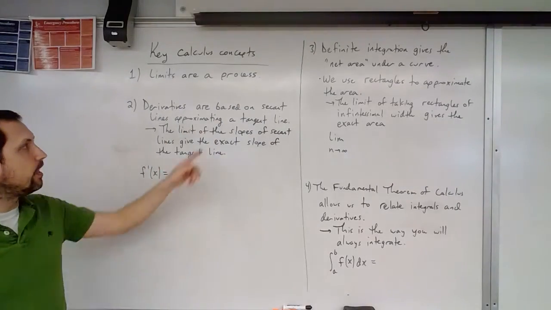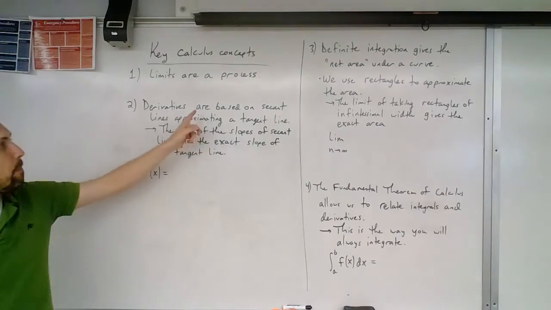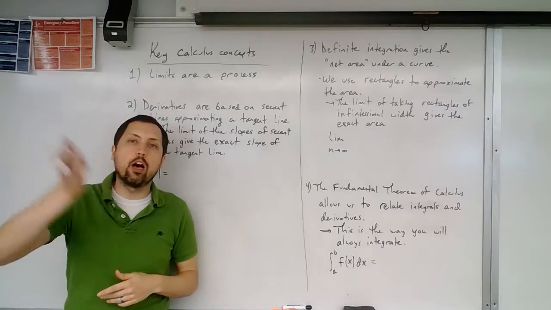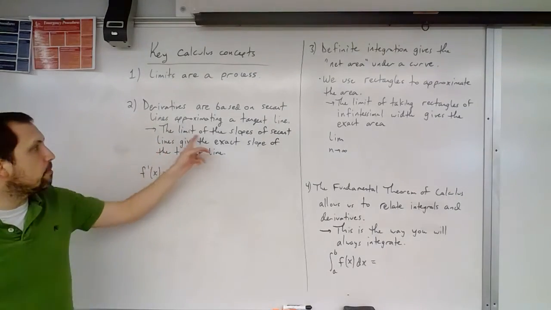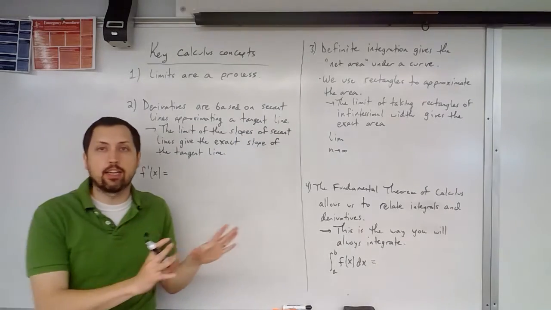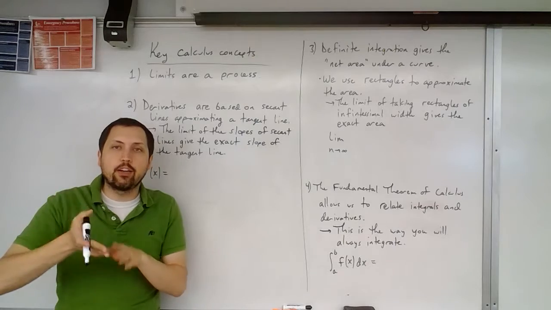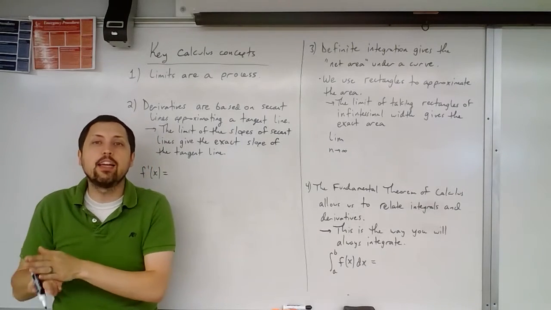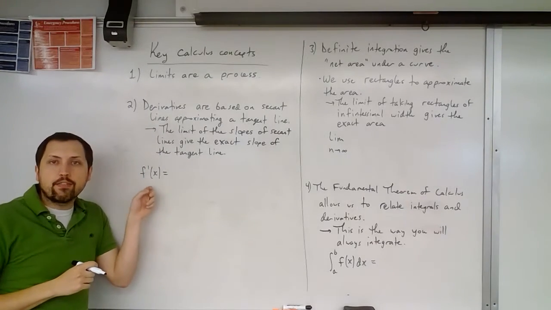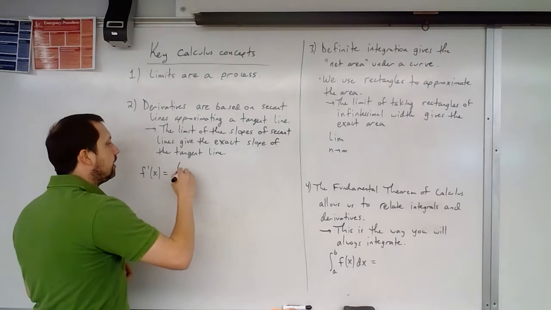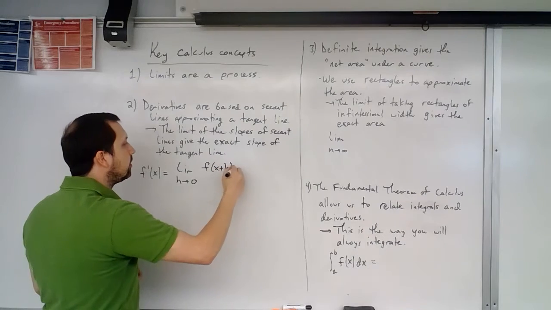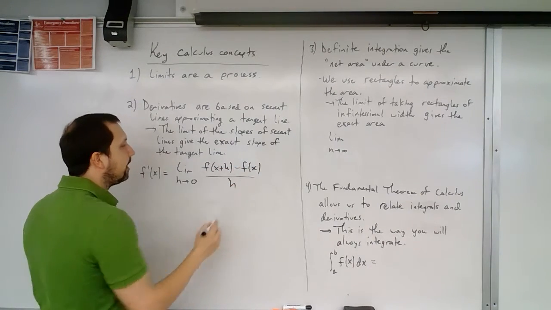Okay. Now derivatives are based on secant lines approximating tangent lines. So we saw this on the first day of class. We found the slopes of secant lines. So the limit of the slopes of secant lines gives the exact slope of the tangent line. Remember, we took these secant lines and we started getting closer and closer to the tangent line. This process was this limiting process. So what that looked like when we defined the derivative of a function was the limit as h tends to 0 of f of x plus h minus f of x divided by h.